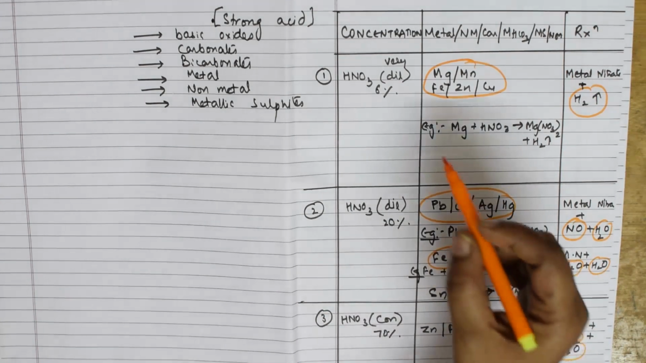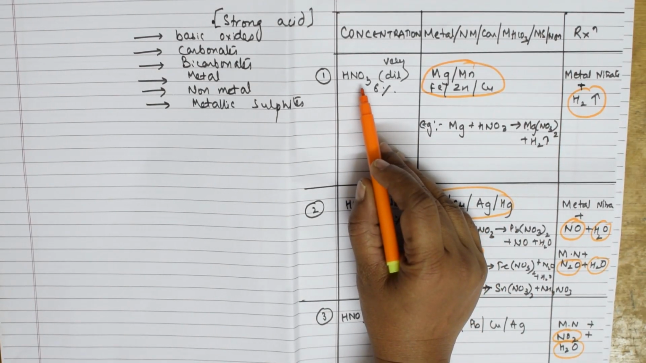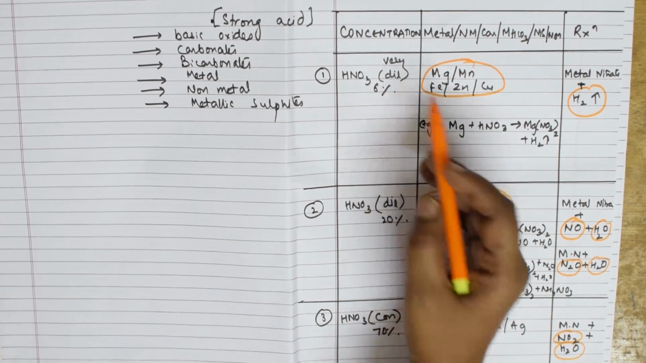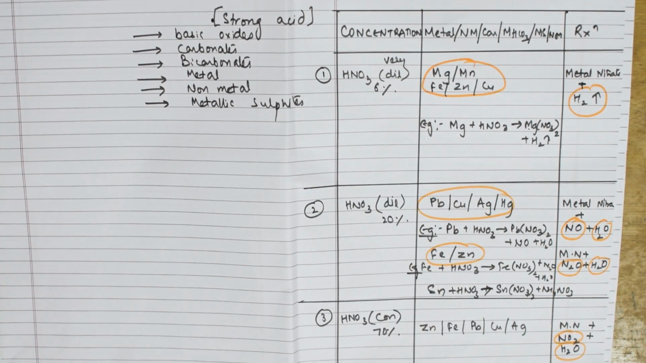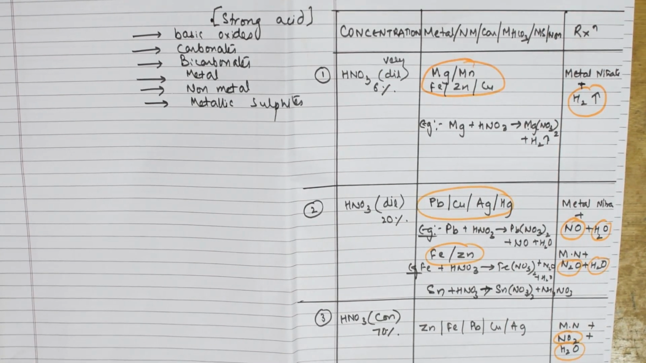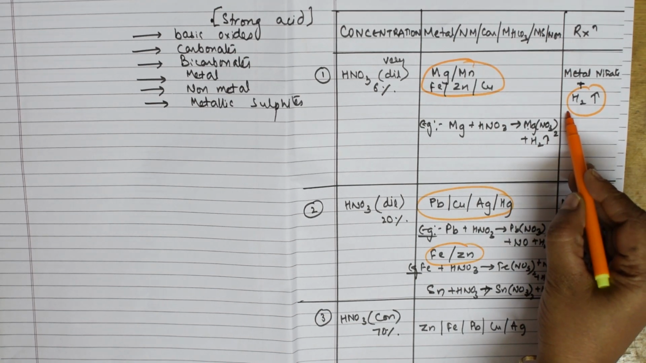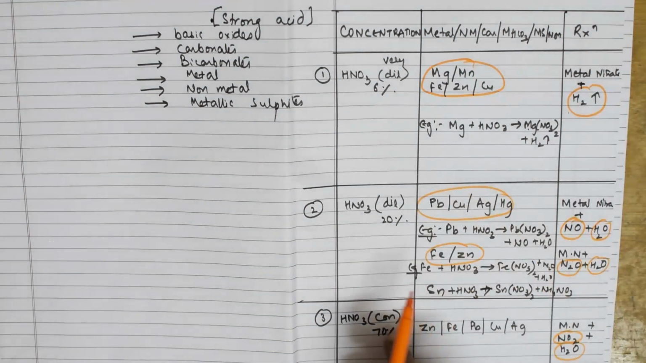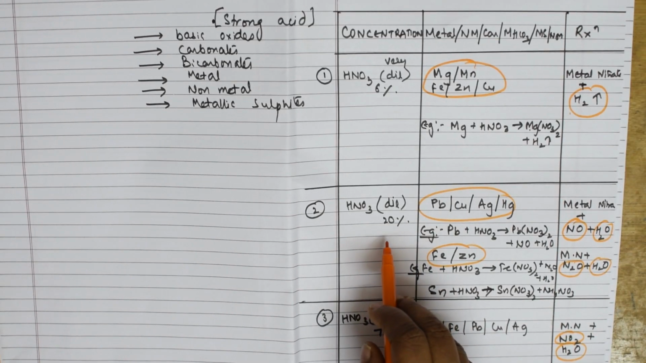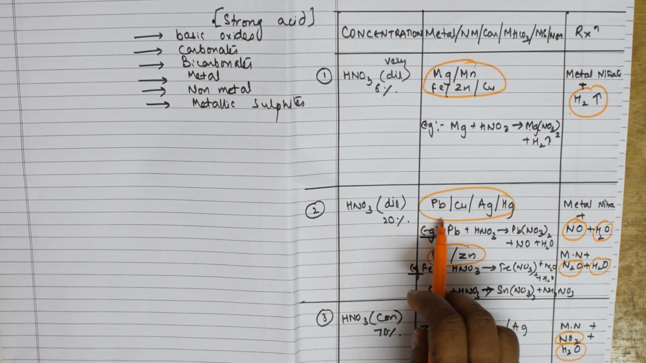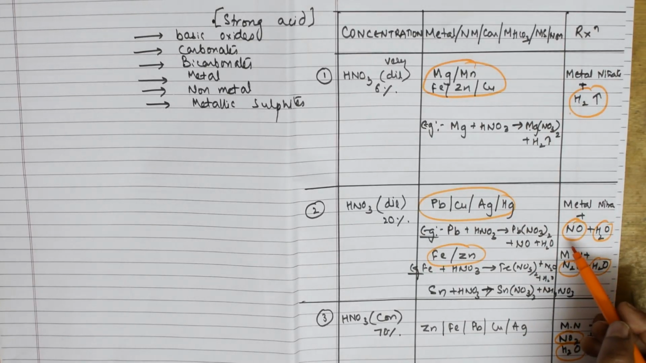But here, what you should remember is, whenever you're using dilute HNO3, that means very, very dilute HNO3, and metals of this variety are reacting, like magnesium, manganese, iron, zinc, copper, with very dilute nitric acid, you will be getting hydrogen gas. Remember this. Suppose you're taking dilute nitric acid, that is almost 20%, and if these metals are reacting, you will be getting NO plus water, right? Because this is an oxidizing agent, you'll be getting nitrous oxide as well as water.